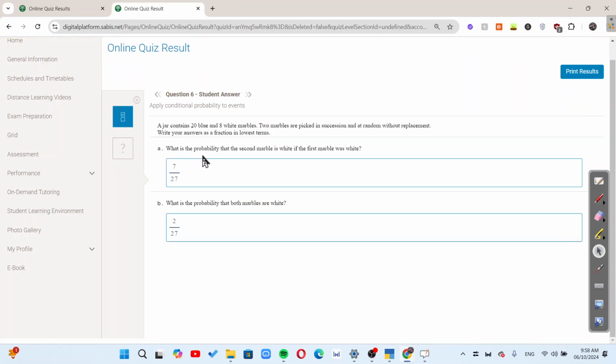Now, question 6. What's the probability that, okay, so we again have a jar with 28. I'm going to change color because it doesn't show on white screens. I'll use red. So you can either get blue or white, and you're not replacing. Chances of blue are 20 over 28. Chances of white are 8 over 28.